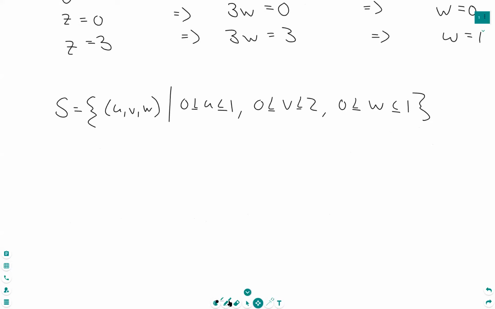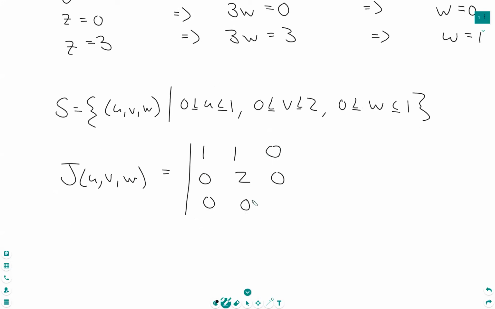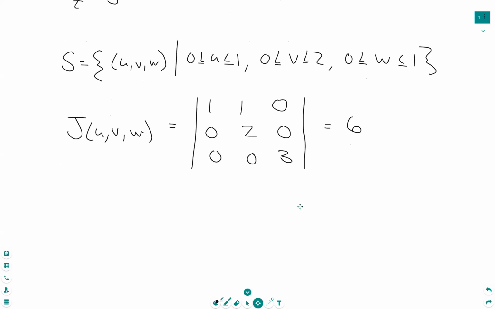So now let's look at our Jacobian. Partial x, partial u just gives us a 1. Then we get a 1 here. We get a 0 here. A 0, 2, 0, 0, 0, 3. Once we do this determinant out, we end up, this is just a 6. Remember, we still have to take the absolute value, but it's positive already.